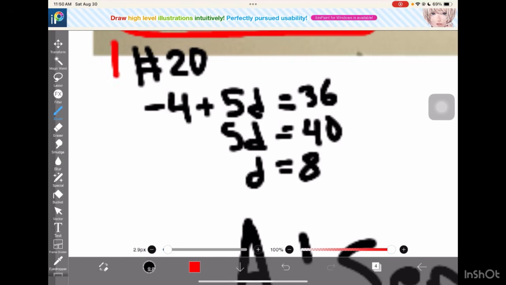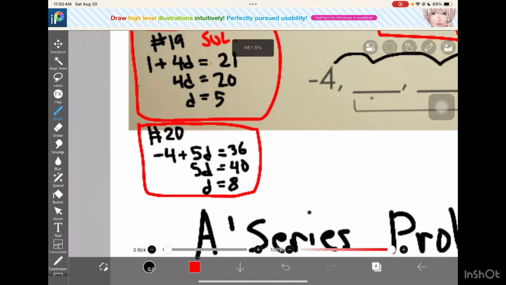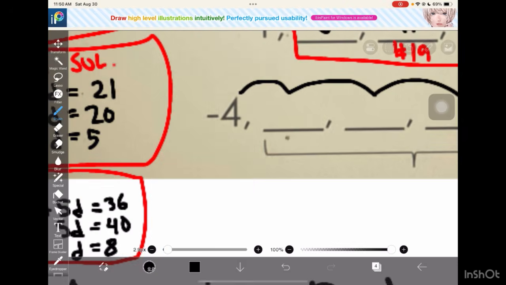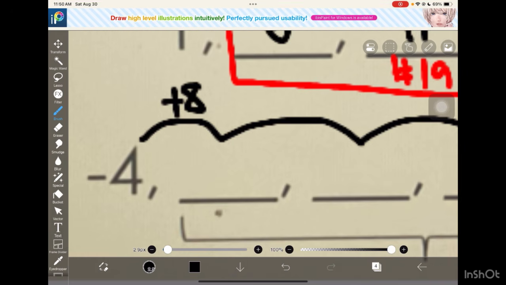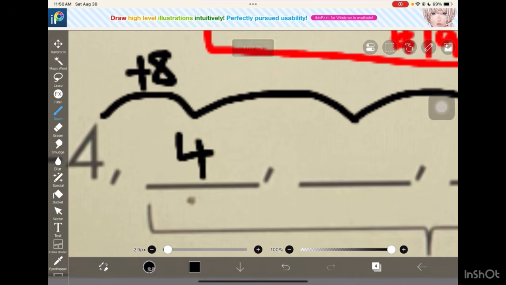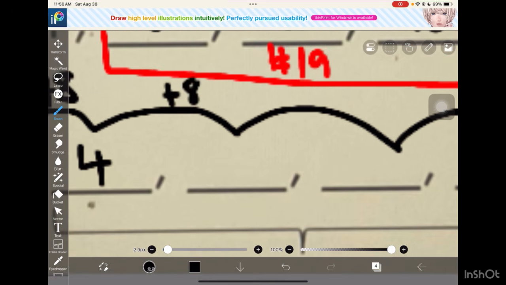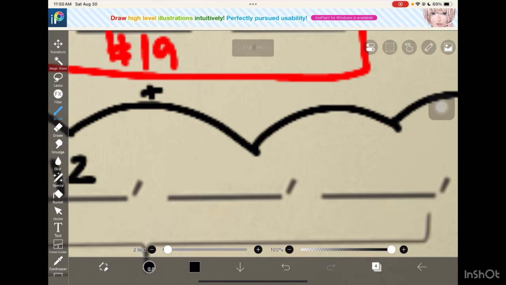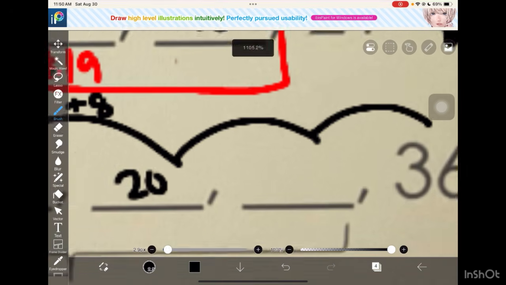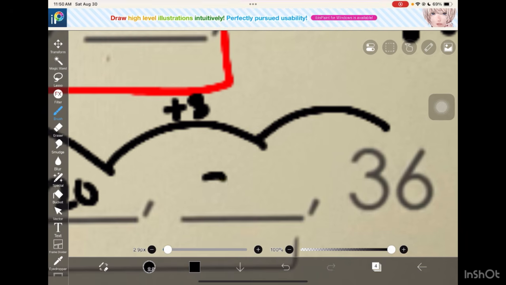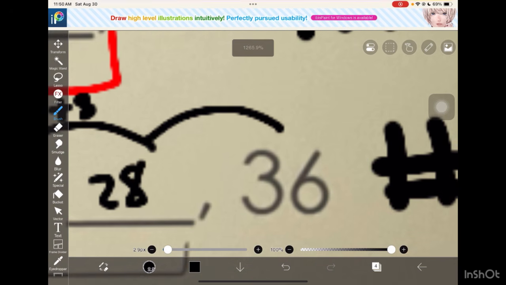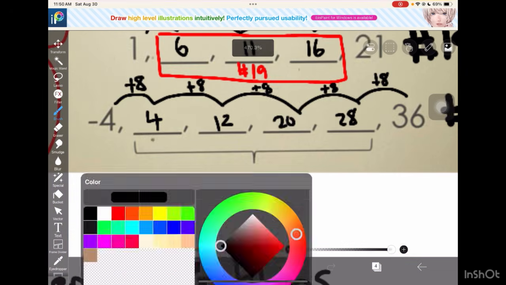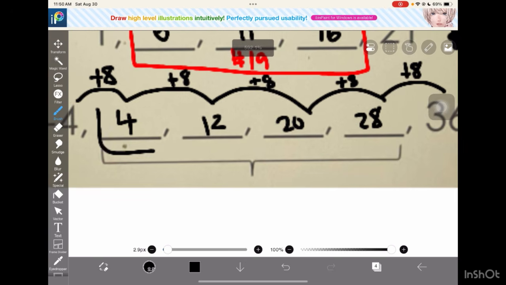So we encircle this, and then we add 8 to each one. So negative 4 plus 8 is equal to 4. 4 plus 8 is equal to 12. 12 plus 8 is equal to 20. 20 plus 8 is equal to 28. And 28 plus 8 is indeed equal to 36. So these are our answers for number 20.